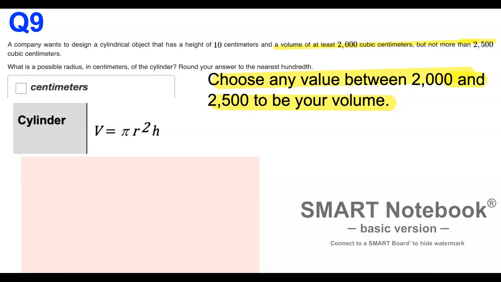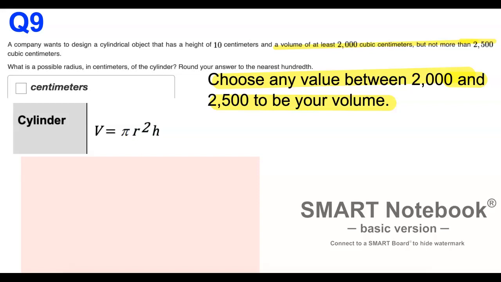So in the question, when it says a volume of at least 2,000 cubic centimeters, but not more than 2,500 cubic centimeters, that means we need to choose any value between 2,000 and 2,500 to be our volume. With the way it's worded, at least 2,000 means we can choose 2,000, and not more than 2,500 means we can also choose 2,500. So we could choose 2,000, 2,500, or any value in between. There are going to be multiple correct answers to this question, depending on what you choose for your volume.